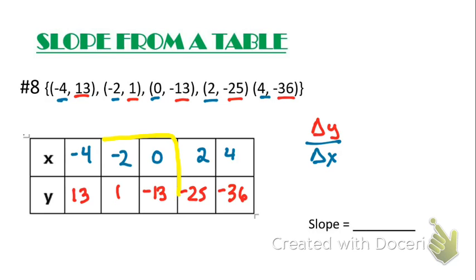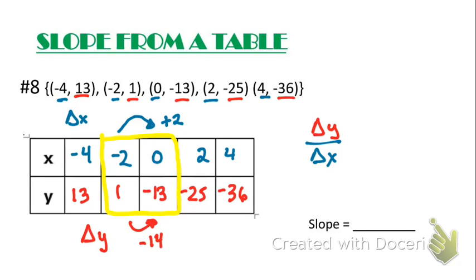I like these, so I'm going to go with these 2 numbers. The question is, this is your change in x. How did this negative 2 become a 0? So you would have to add 2 to get to 0. Now the next question is, for our change in y, how did this 1 become a negative 13? Well, you would have to subtract 14 to get to negative 13.